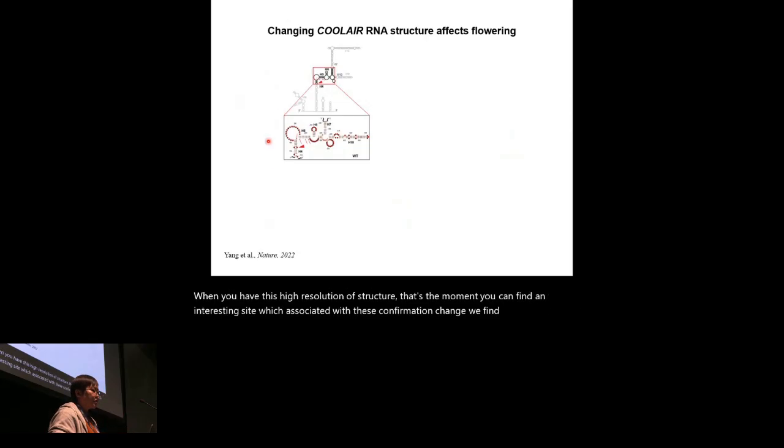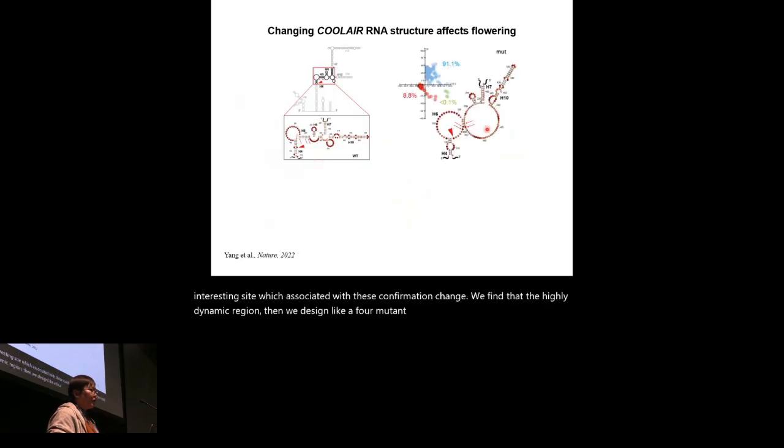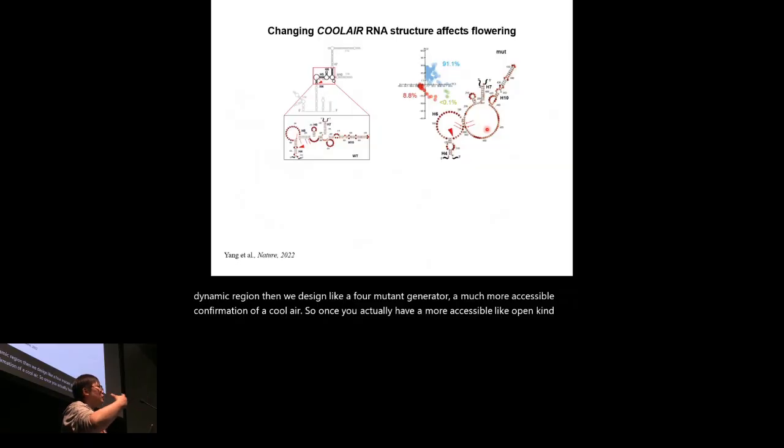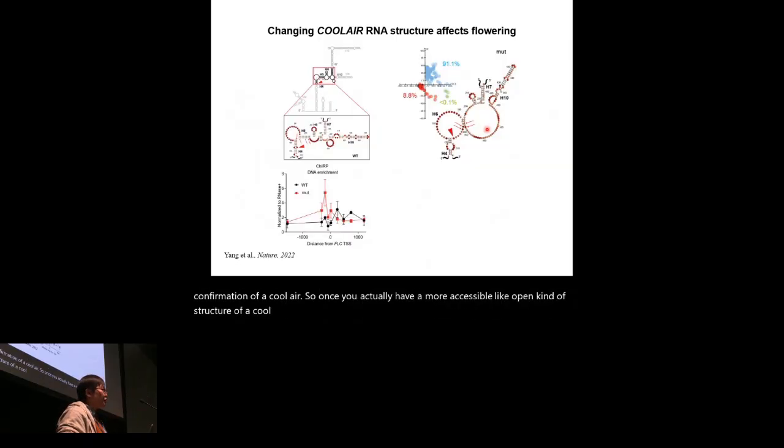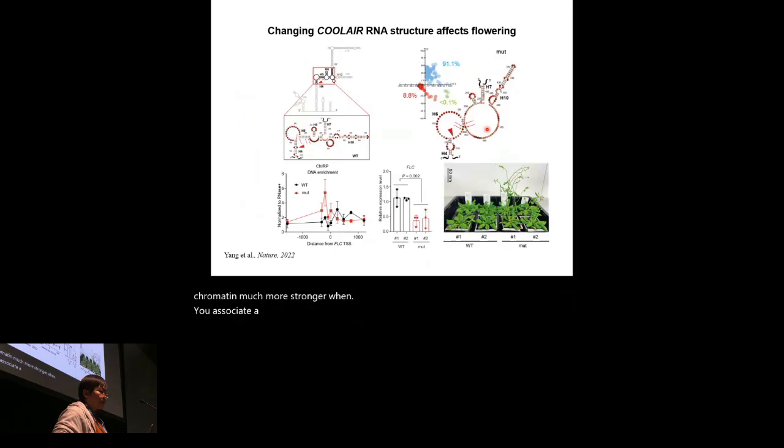We find a highly dynamic region, then we design a mutant that generates a much more accessible conformation of QL. Once you have a more accessible, open structure of QL, it can associate with the FLC sense gene chromatin much more strongly. When it associates with chromatin more strongly, you suppress FLC expression more strongly. So then you have early flowering.